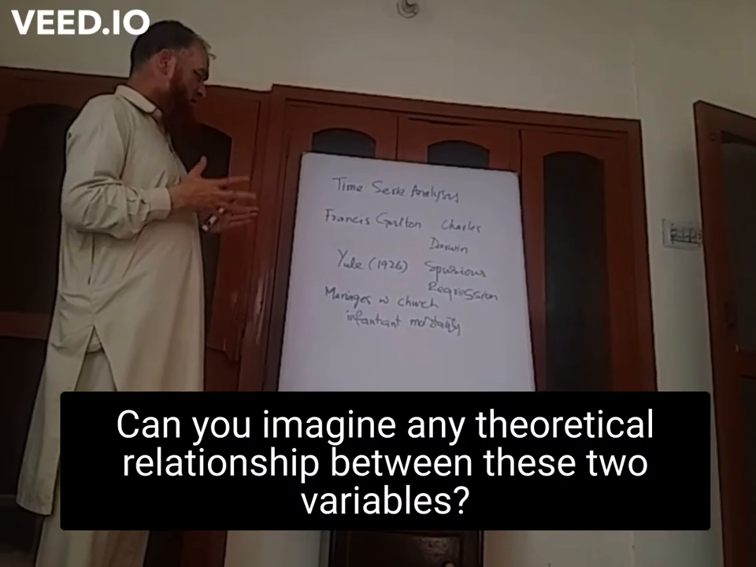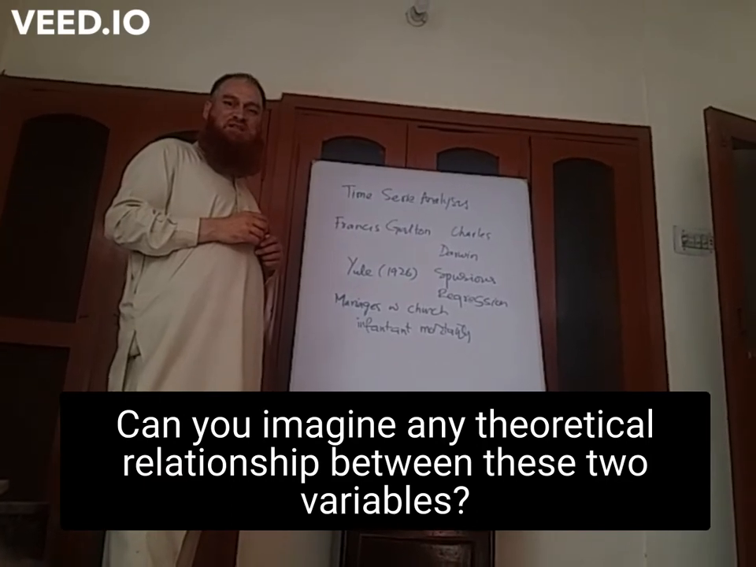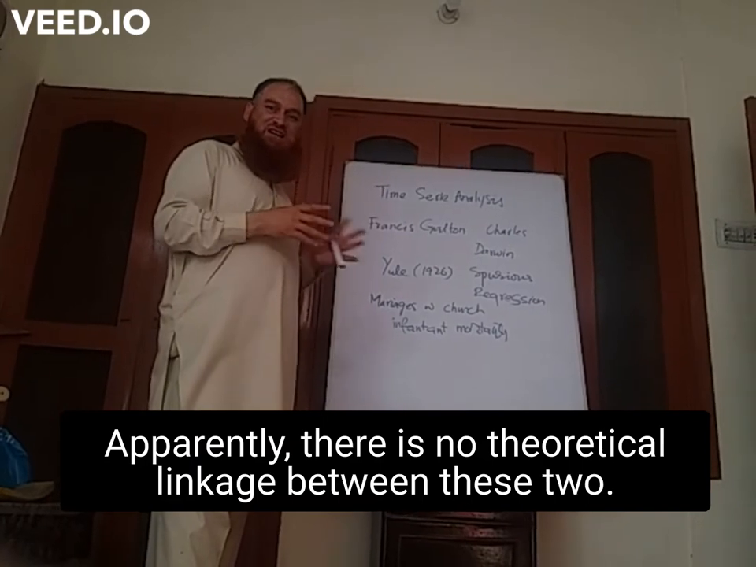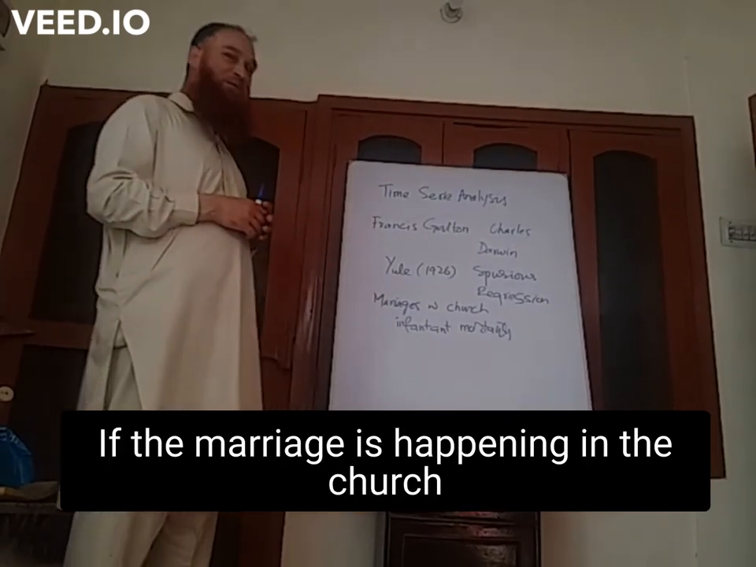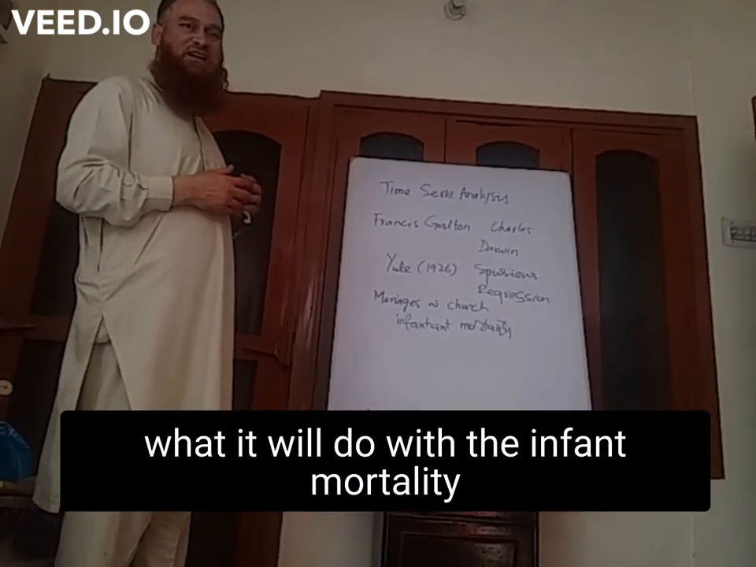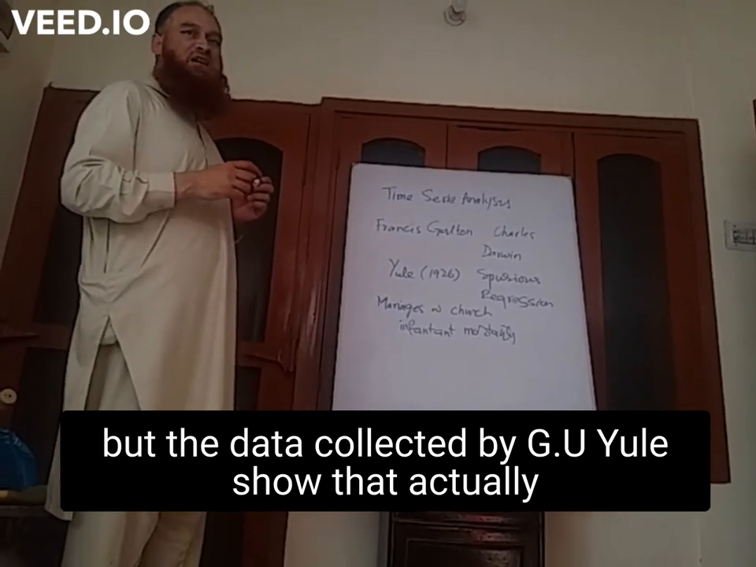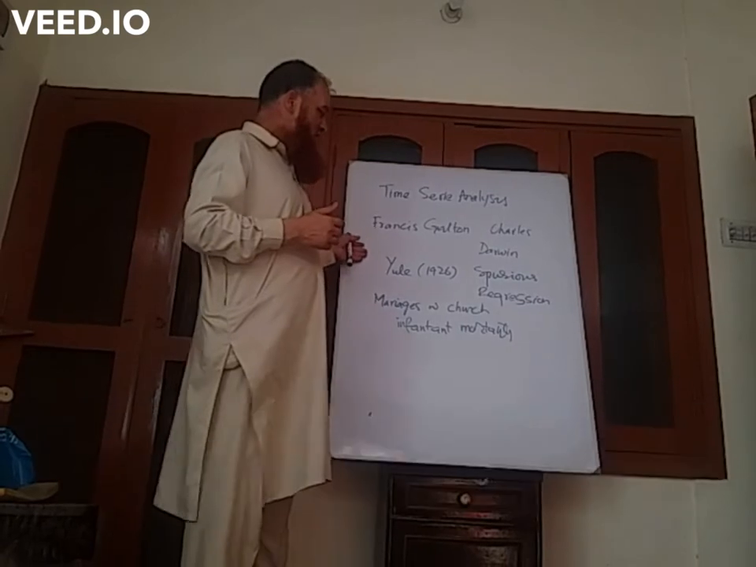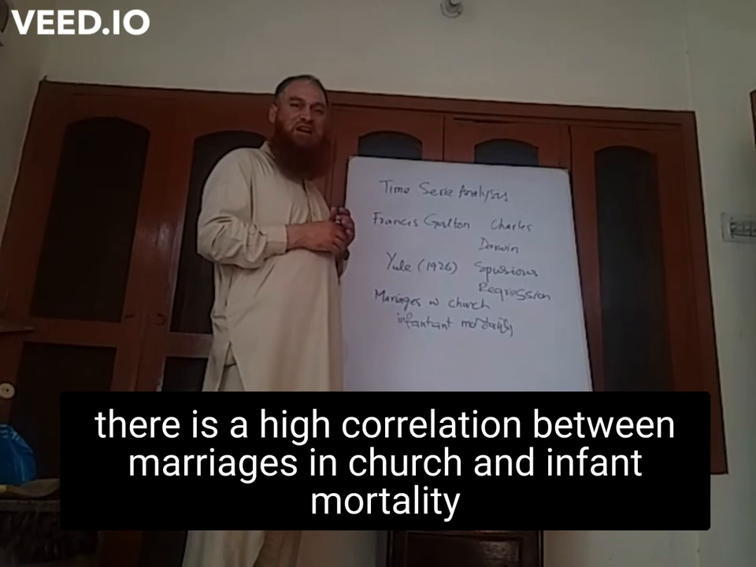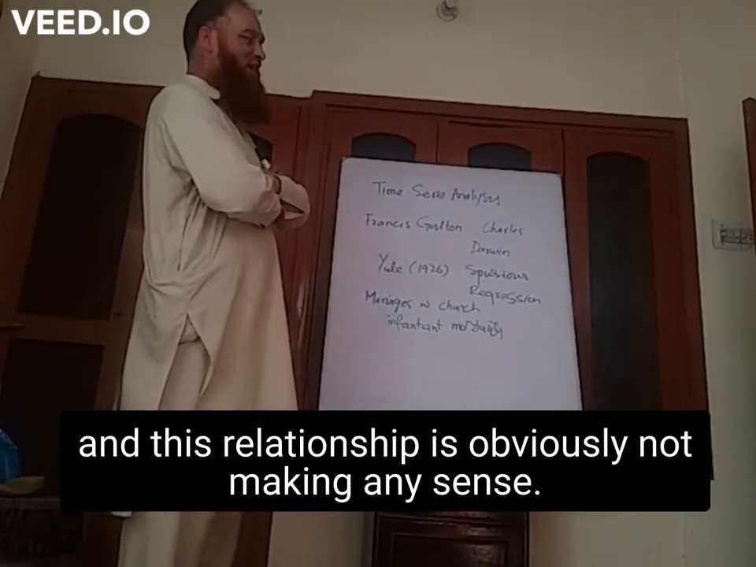Can you imagine any theoretical relationship between these 2 variables? Apparently there is no theoretical linkage between these two. If the marriage is happening in the church, what will it do with the infant mortality? But the data collected by G. Undy Yule showed that actually there is a high correlation between marriage in church and infant mortality, and this relationship is obviously not making any sense.